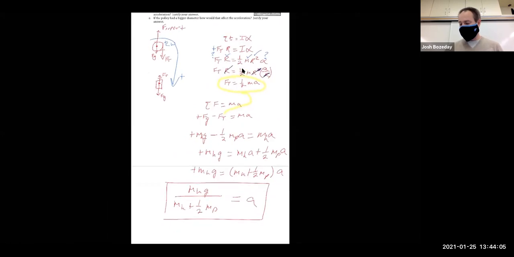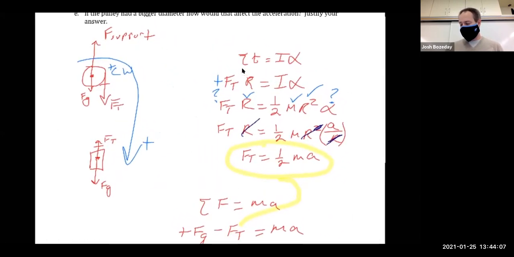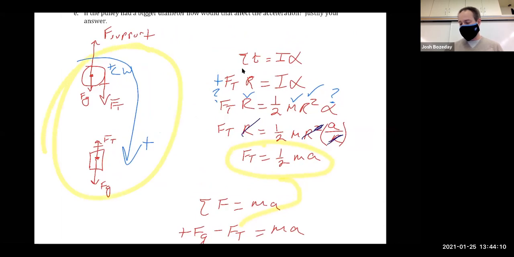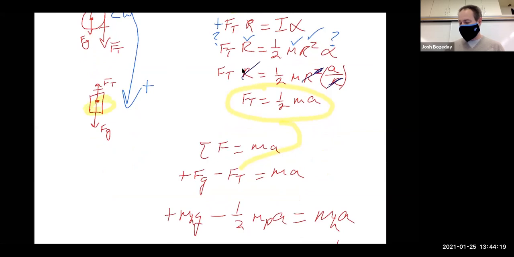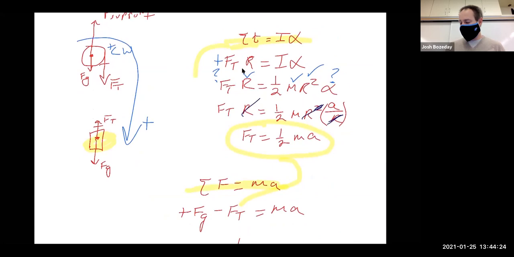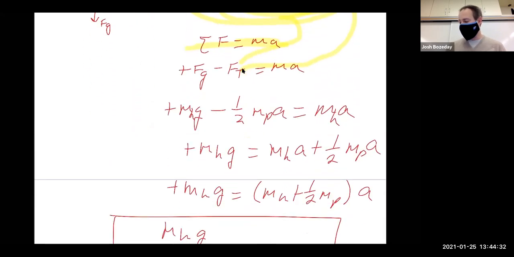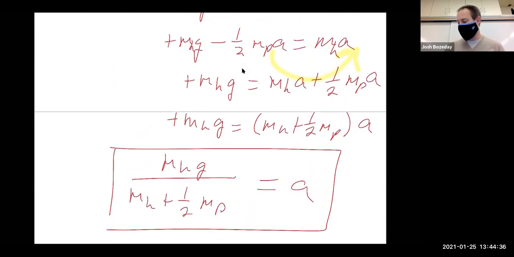So let me summarize. The first thing we did, right, was we drew our free body diagrams. We had to think about which way was positive, which way was negative. For our rotating pulley, we wrote out net torque equals I alpha. For our hanging mass, we wrote out net force equals ma. And then we manipulated the net torque equation until we got to something that we could plug in to the net force equation. And then we moved the accelerations to the same side. And then we just algebraically simplified until we got our equation for acceleration.